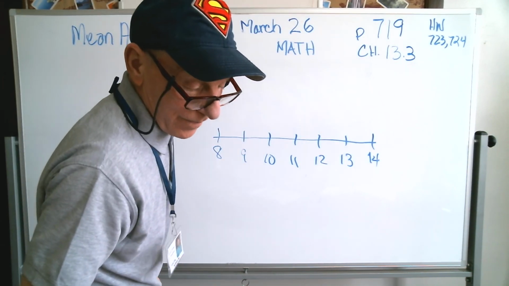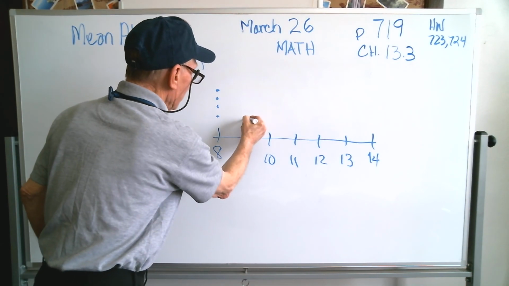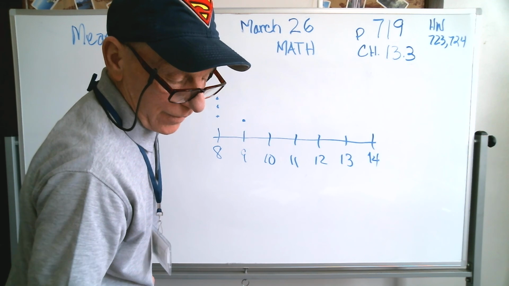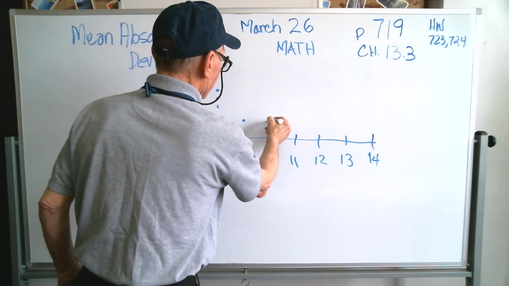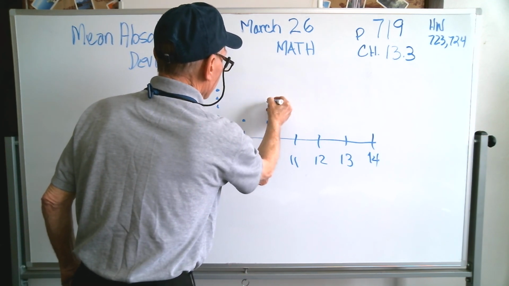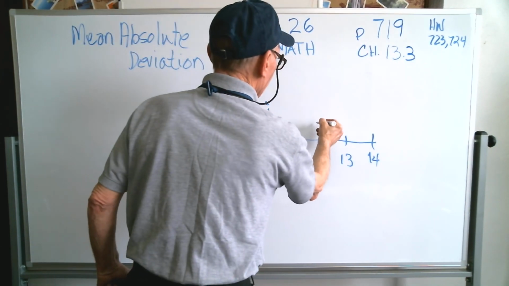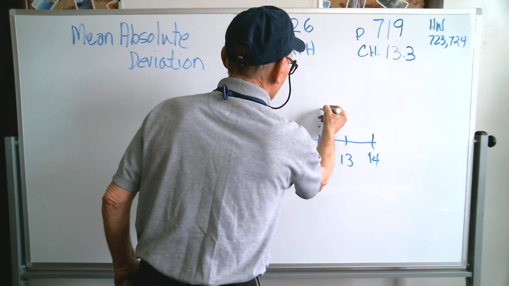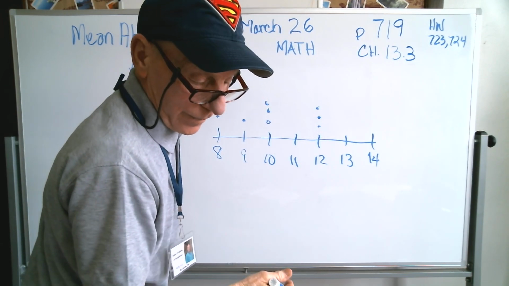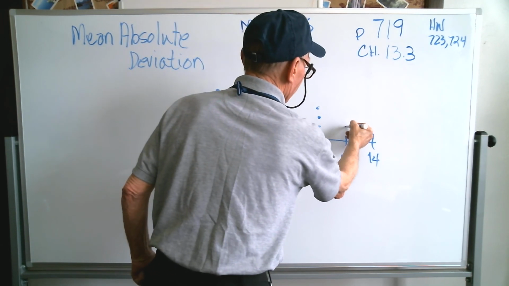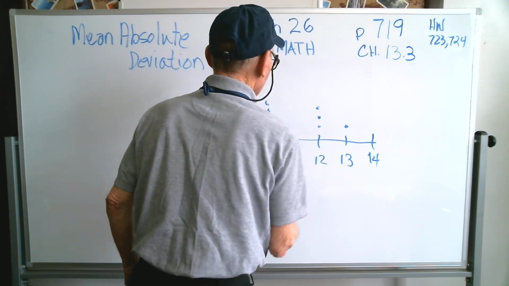And in their data, they have 1, 2, 3, 4 at 8, 1 at 9, 3 at 10, 3 at 12, 1 at 13. So there's our dot plot.